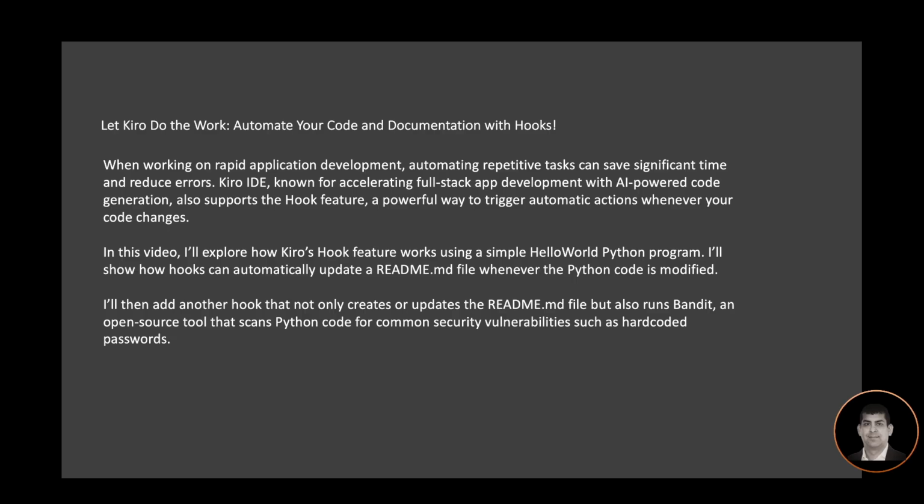Kiro IDE, known for accelerating full-stack app development with AI-powered code generation, also supports the hook feature, a powerful way to trigger automatic actions whenever your code changes. In this video, I will explore how Kiro's hook feature works using a simple Hello World Python program. I will show how hooks can automatically update a README file whenever the Python code is modified.